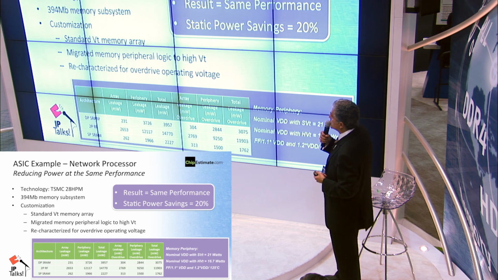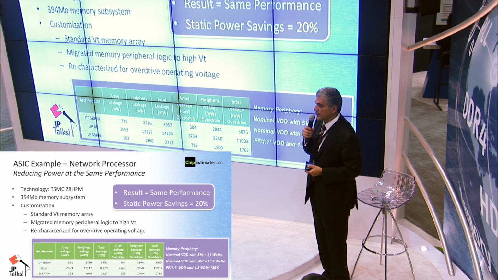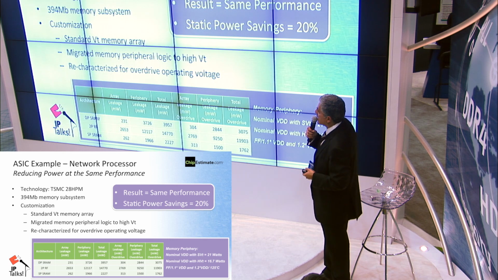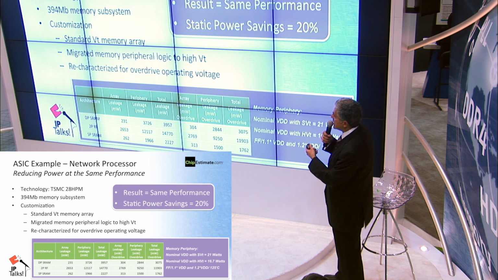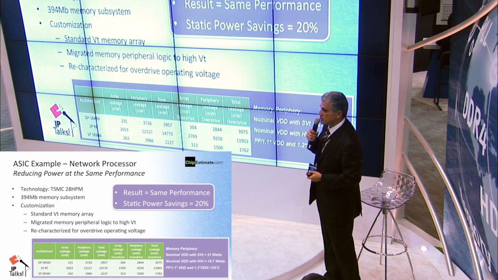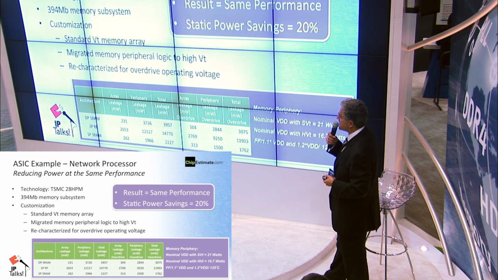So we've been able to, again, prove a very significant point that you can get a lot of leverage out of optimization and customization of these instances. Incidentally, this is done in TSMC's 28 nanometer HPM process.